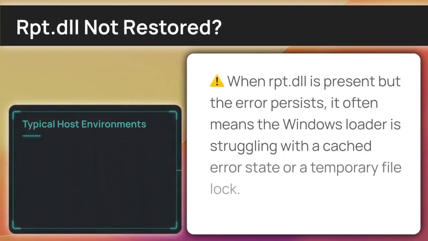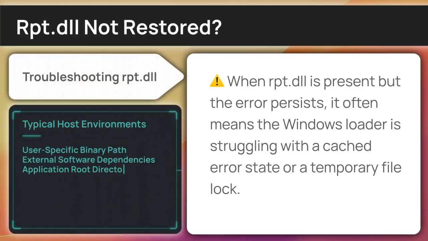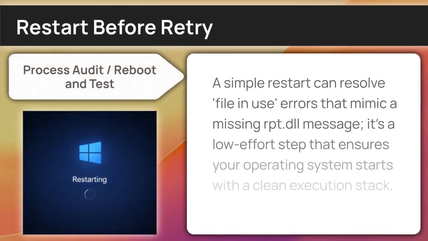When a standard reinstall doesn't cut it, we move to advanced diagnostic steps to ensure the system is properly configured. A full system restart ensures that no background processes are currently locking the report library file. A fresh boot allows Windows to reinitialize its library map from a clean state.